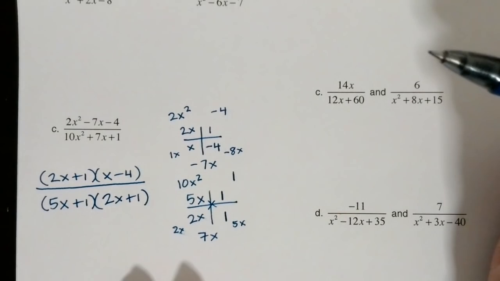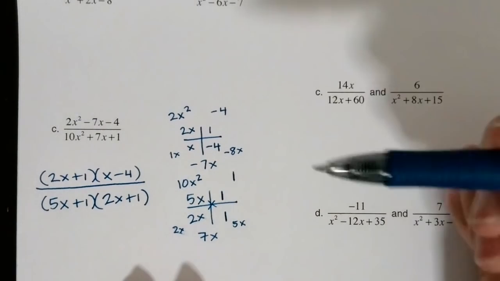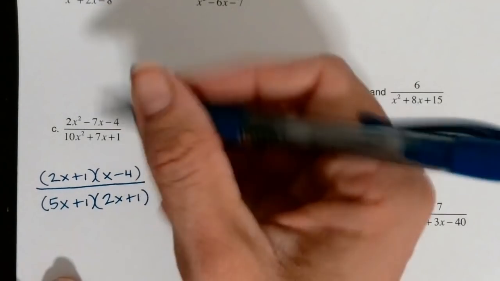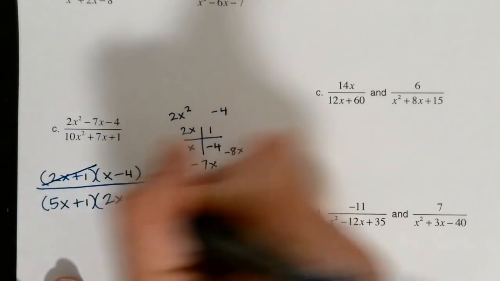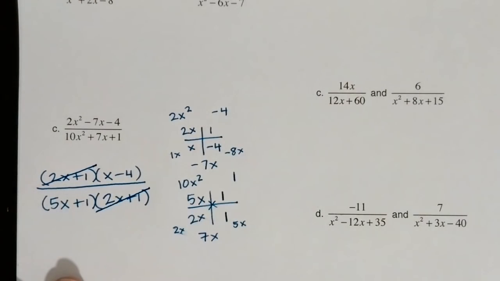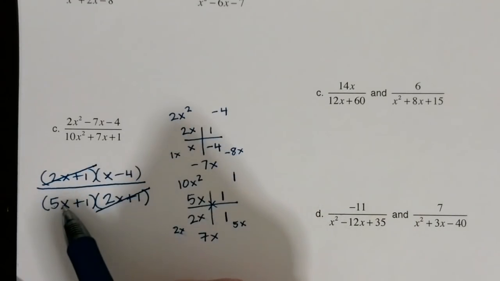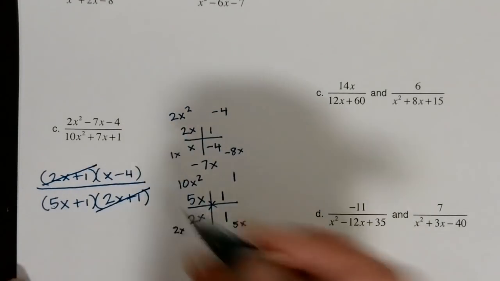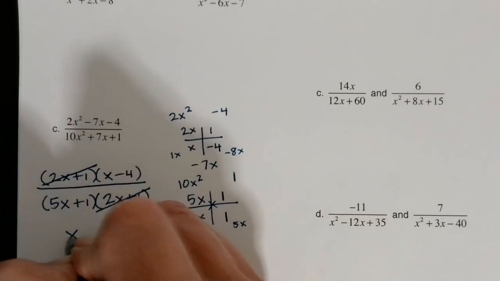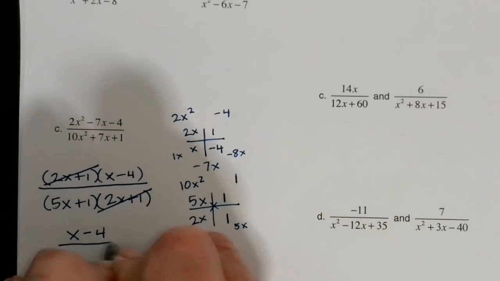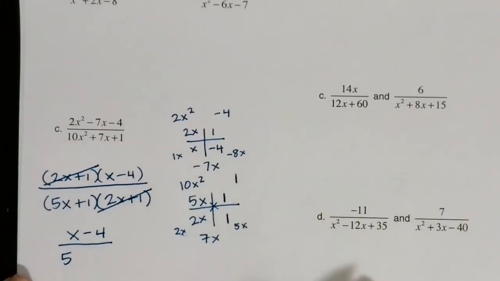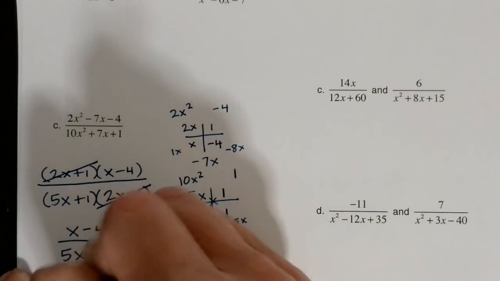Now, in order to cancel, you have to have the factors be in common. So I can cancel this, and I can cancel that right there. But I cannot cancel this x with this x, because they are grouped together. So the answer to this one is x minus 4 over 5x plus 1.